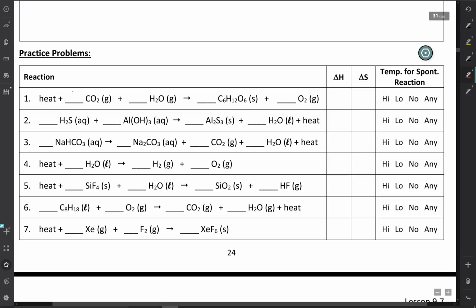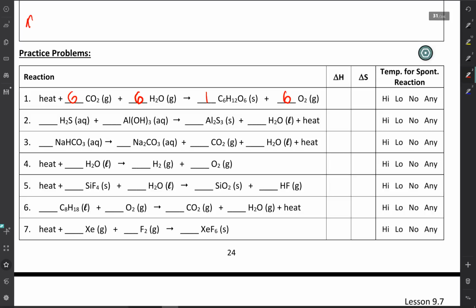So let's see, it's going to be 6, 6, 1, 6. Okay, so I'm balanced. Trying to figure out whether this is exothermic or endothermic is pretty easy. We need to just look and see what side of the equation, reactants or products, the term heat is on. And then in question number 1, heat is a reactant. So if heat is a reactant, that means heat needs to be absorbed as the reaction is progressing. And if heat is absorbed, that is endothermic.